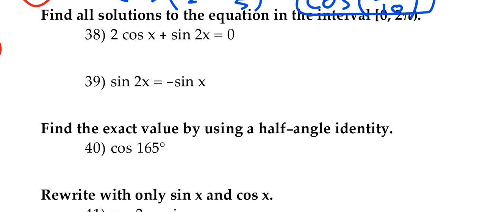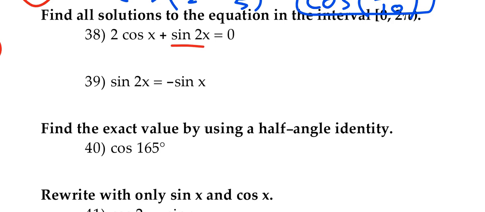Question 38, find all solutions to the equation in the interval 0 to 2 pi. Please make note that 2 pi is not included because they use the parenthesis at the end, right? So you cannot give me an answer of 2 pi even if it does show up on the graph, but 0 is definitely fair game. All right, so what are we going to do with this thing?